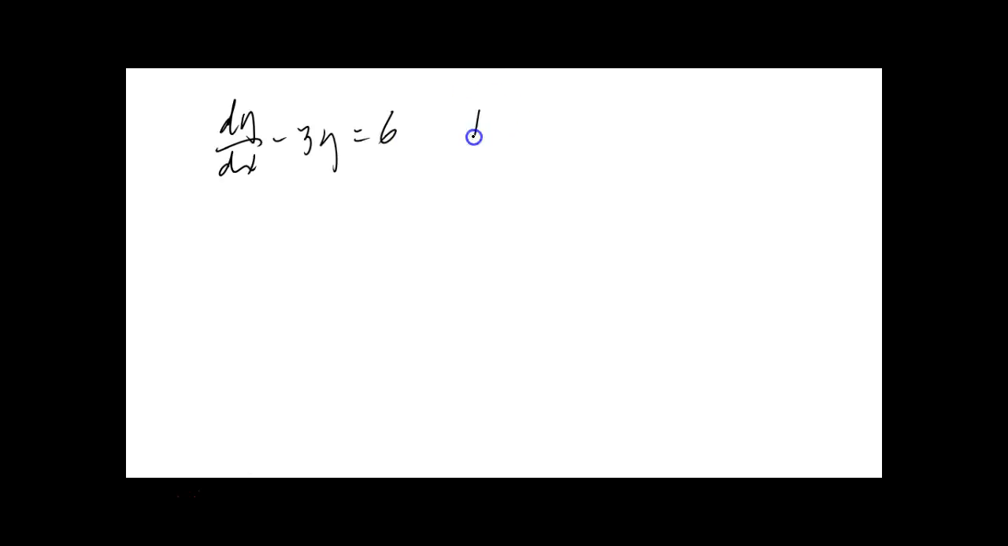What is your p of x? It's still negative 3. And what do we do with that p of x? We integrate it, dx. And what does that give us? Negative 3x, just like we had before. And what do we do with that?